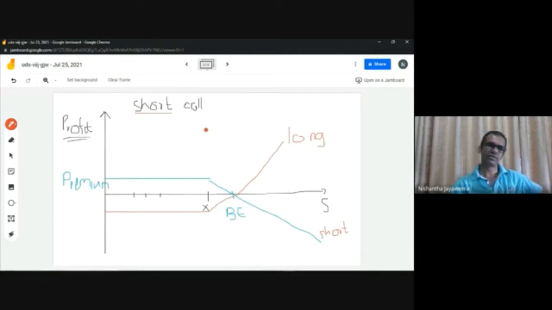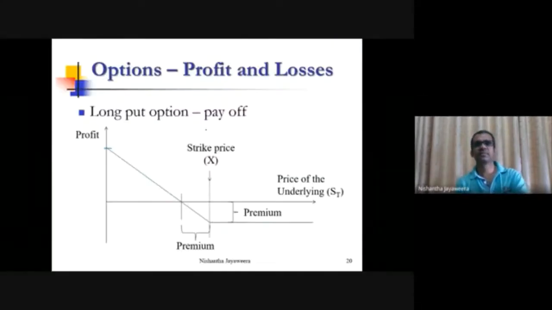However, when compared to buying options, selling options is riskier than buying options, irrespective of whether it's a call or a put, because you have a limited gain, whereas you have unlimited loss. Any questions? So how to calculate profit and payoff is covered now.